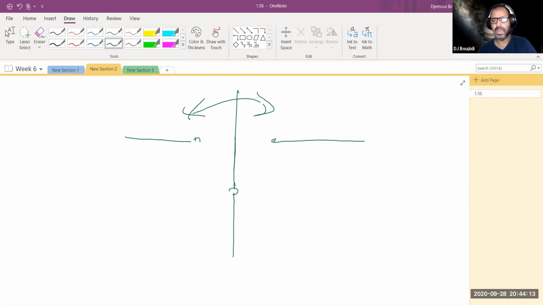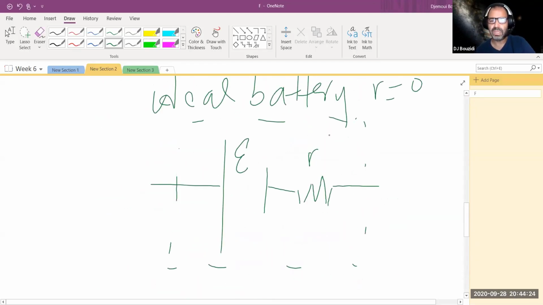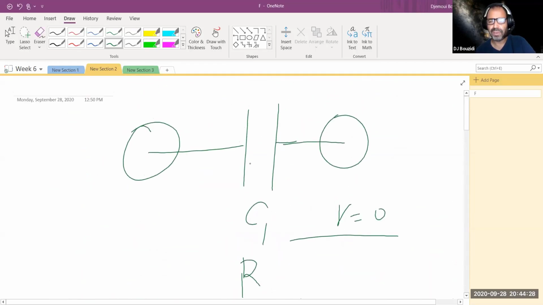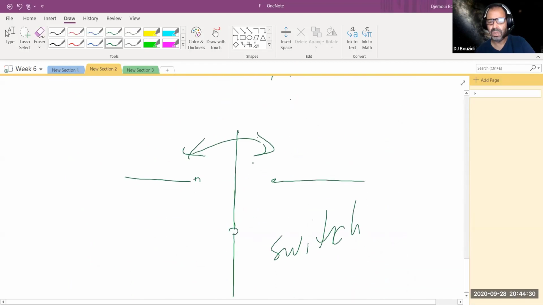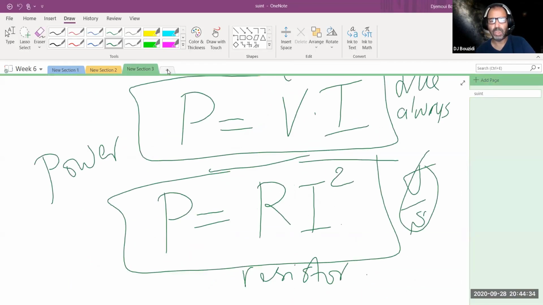So that's some of the switches. This is another kind of switch also. But most of the time, most of the class will be dealing with just the single switch structure. So this is the dictionary we have: batteries, resistors, capacitors, and we just discovered the switch. Okay, so that's what we have seen so far.